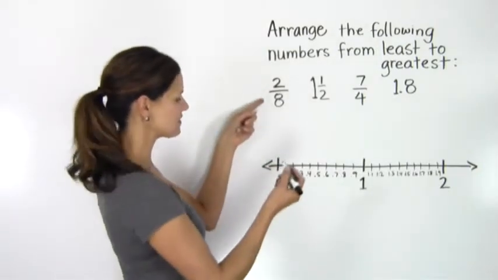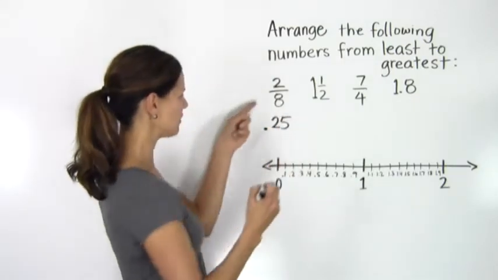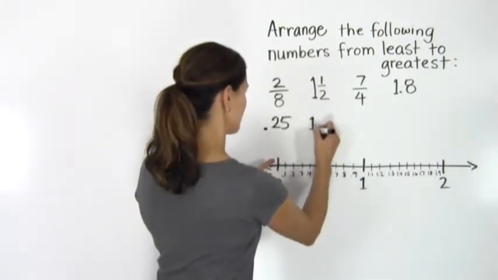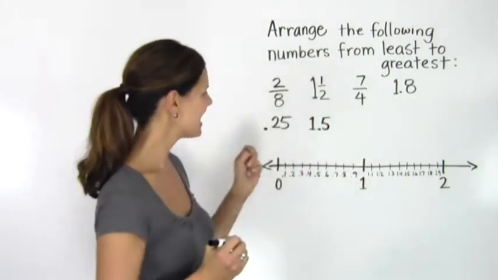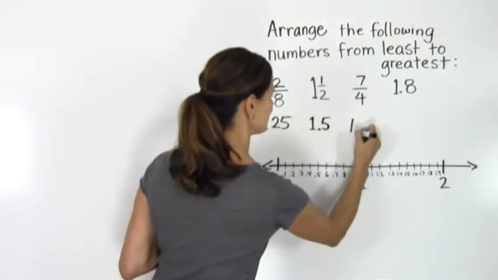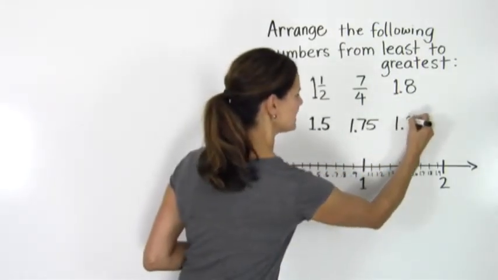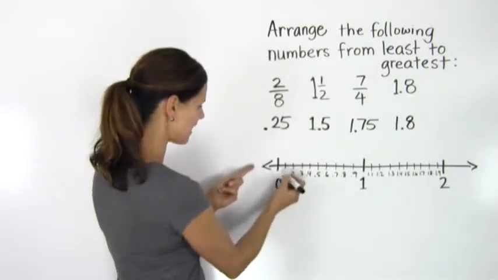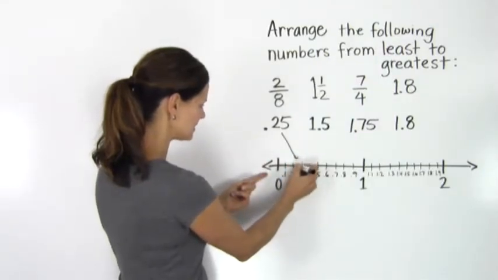So 2/8 converted to decimal form is 0.25, or 1/4. 1 1/2 converted to decimal form is 1.5. A little more familiar of a fraction. 7/4 converted to decimals becomes 1.75. And then we've already got our 1.8 in decimal form. So let's plot these on our number line. Our 0.25 is going to lie right here between 0.2 and 0.3. So 0.25 there.